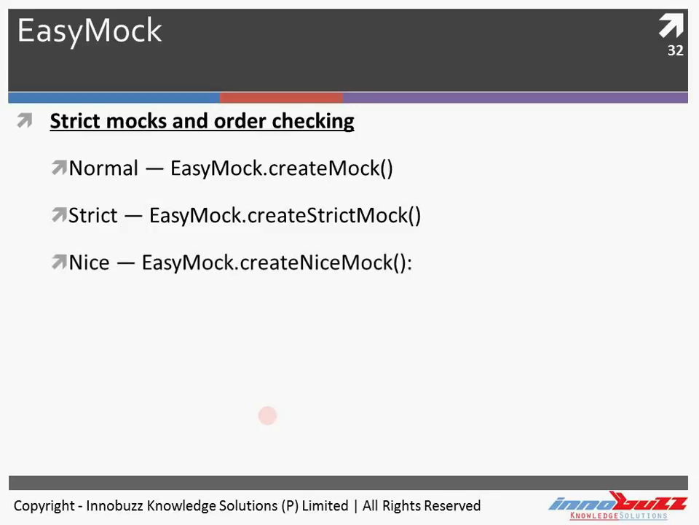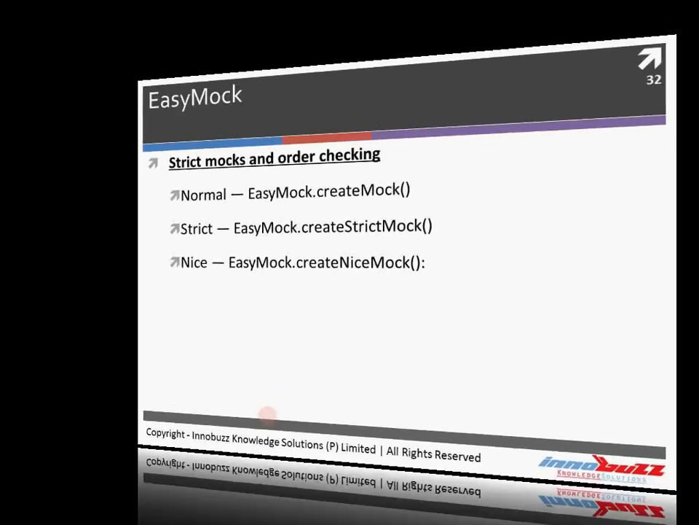Nice mock again doesn't follow any order. All expected methods may contain specific arguments, but they can be in any order you want. Here order doesn't matter, and calls to any unexpected method will not cause any test failure. So create nice mock and create mock will not follow any order, whereas strict mock follows respective orders. This is the category of strict mocks and order checking in EasyMock.